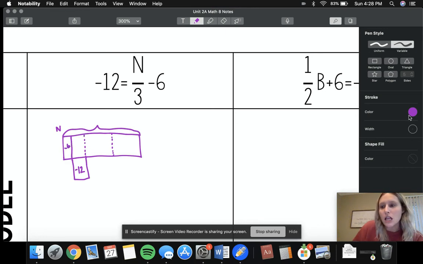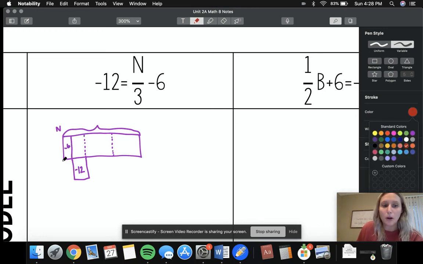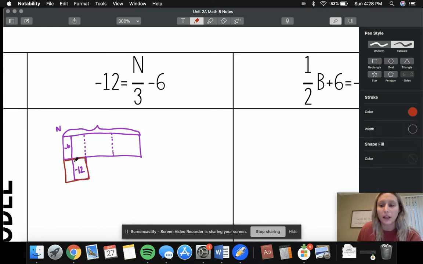Okay, so first, let's fill in this part at least so we know how much this is. If we know how much this is, it'll hopefully help us. Okay, so if we had to subtract 6, what we're going to do instead is add 6. Then I'm going to redraw my picture. So here's n, and I just cut it into thirds. This little amount right here is equal to 6 and negative 12, which would make negative 6.